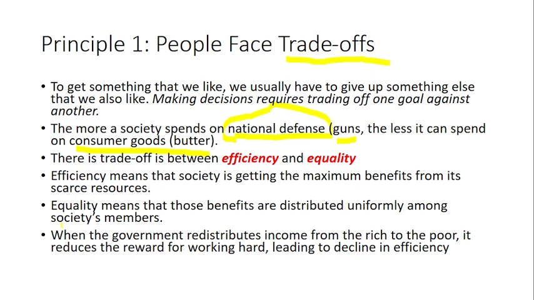How does this trade-off come in the case of efficiency and equality? You know that when the government tries to redistribute income from the rich to the poor, then there will be equality. But on the other side, it will reduce the incentive for the people to work hard. They will become less productive. They will use less time for work. Why do they use less time for work? Because they know that even if they work hard, a good part of their income will be taken by the government for redistribution. So that will definitely lead to a decline in efficiency.